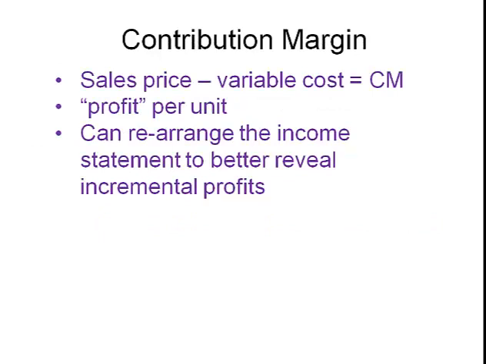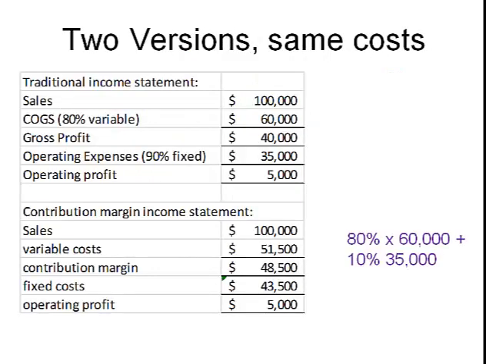We have a new term, contribution margin. Contribution margin is sales price minus the variable cost, and it gives you sort of a profit per unit. We can rearrange the income statement to show the contribution margin income statement, and that helps us to highlight the parts that are going to move and the parts that are sort of anchored in place.